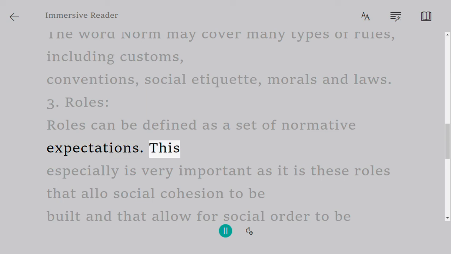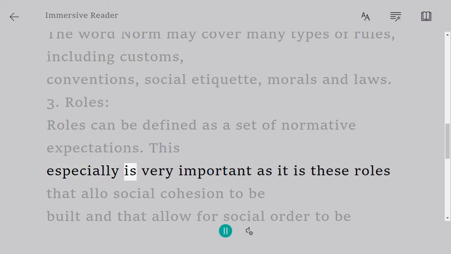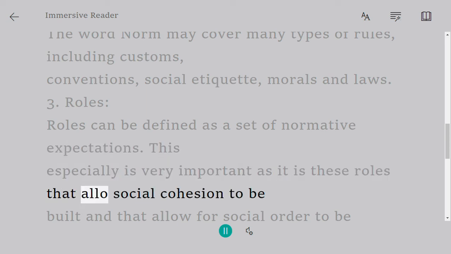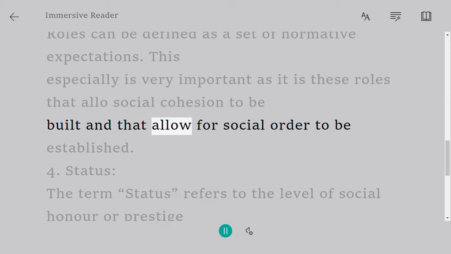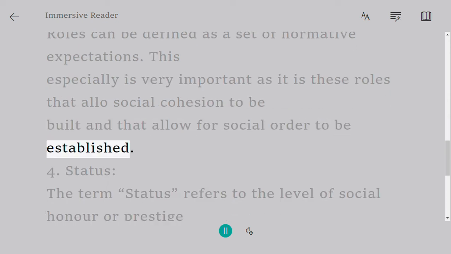This especially is very important, as it is these roles that allow social cohesion to be built and that allow for social order to be established.